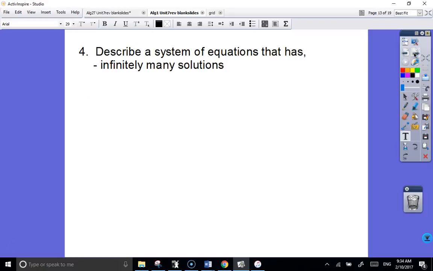Describe the system that has infinitely many solutions. Right? If they don't have the same slope, then they're going to intersect at one point. If they're parallel, then they have the same slope but different y-intercepts. If they're the same slope and the same y-intercept, it's the same line, right? It may look different because they're not both solved for y, but actually it's two equations that describe the same line, right? So one's on top of the other, they share every point, which is infinite.